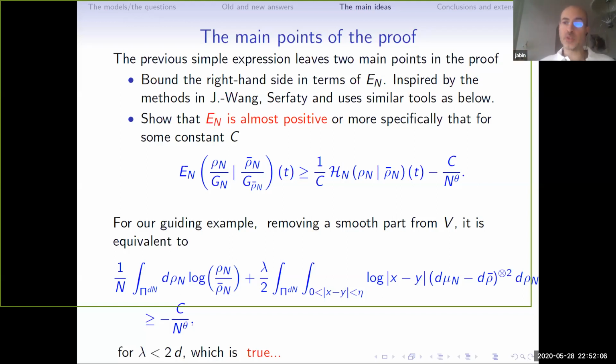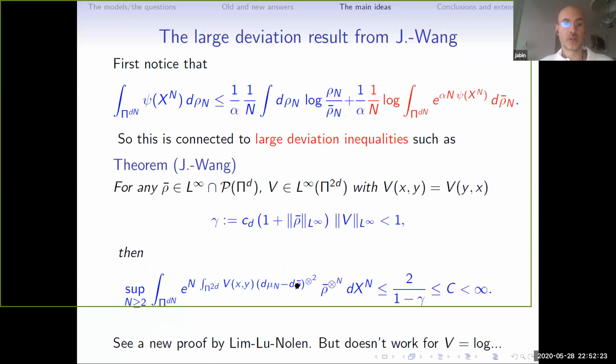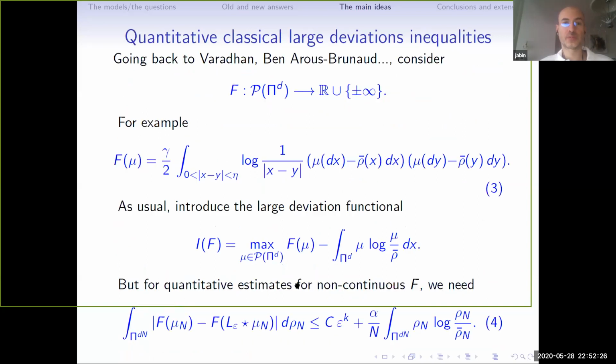So what we actually do is we don't consider in En everything, we only consider the short range part. And then the long range, we do a perturbation argument. All right, let me skip this one. And let me explain a little bit what happens with this last estimate. This is a large deviation inequality.